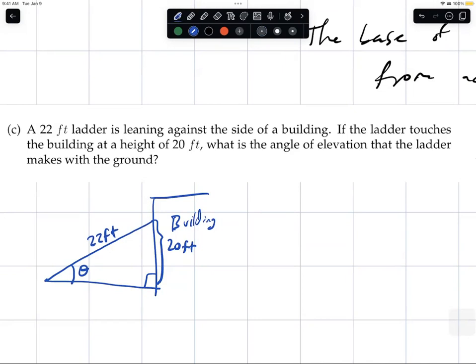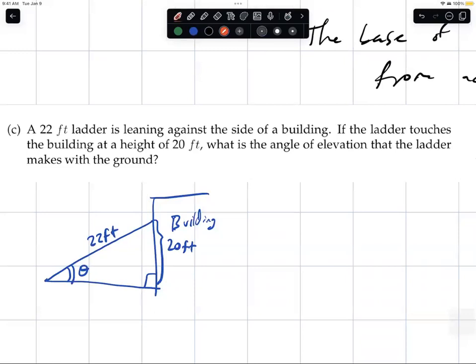Were you asking me? Yeah, I guess maybe I should have just asked you how to draw it, but this is how we would draw it. And then it says, what is the angle of elevation that the ladder makes with the ground? So we want this angle here labeled theta.